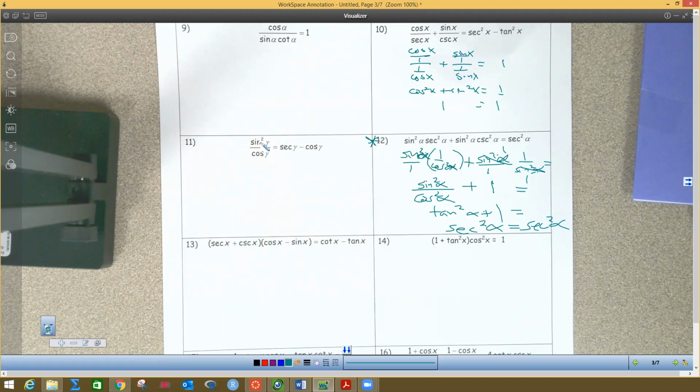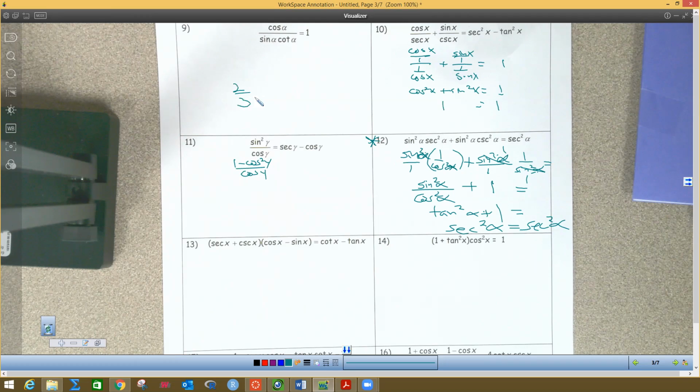Over here again, I think that the left side is more complex because it's a fraction. So what I'm going to do is change this side to look like this side. And since I know that secant and cosine both deal with cosine, I'm going to do a Pythagorean identity and plug in 1 minus cosine squared of y in for the sine squared.